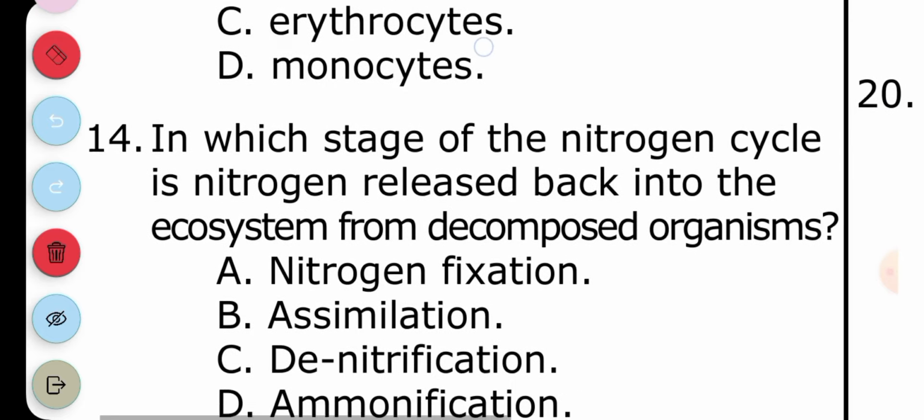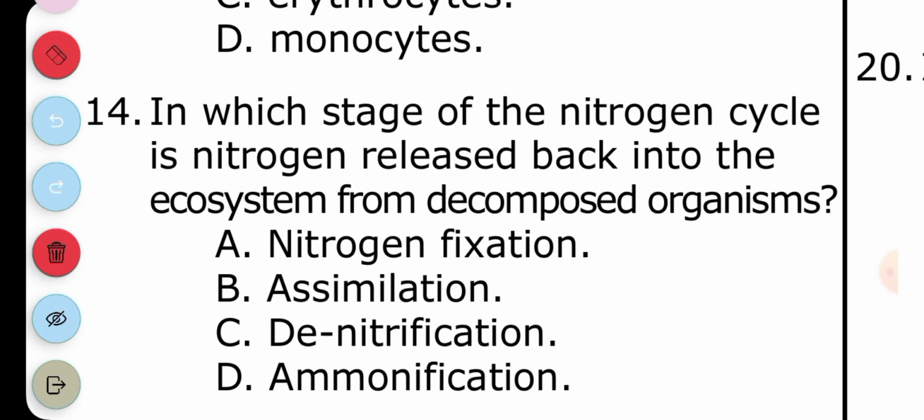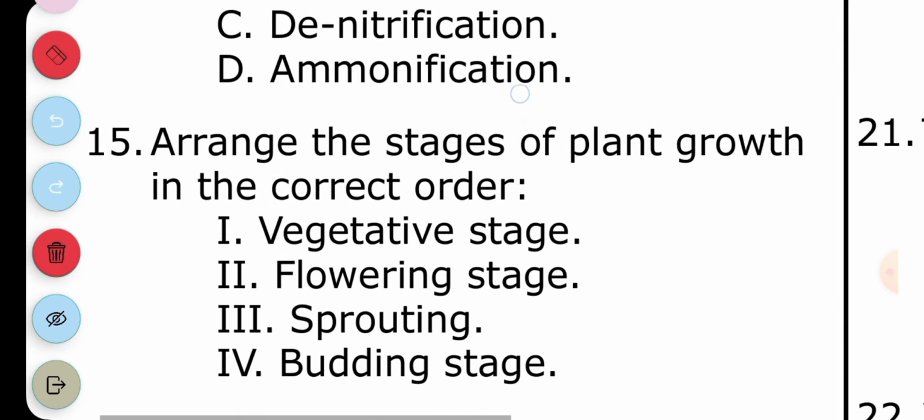Question 14. In which stage of the nitrogen cycle is nitrogen released back into the ecosystem from decomposed animals? So we have A, Nitrogen fixation, B, Assimilation, C, Denitrification, D, Ammonification. The answer to question 14 is C, Denitrification.